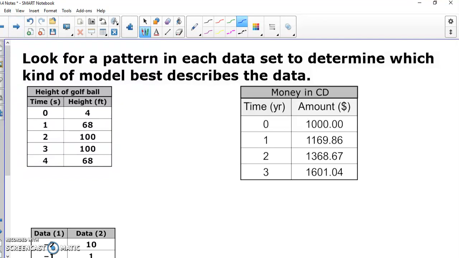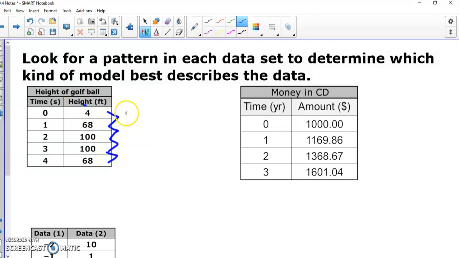Alright, so what I'm going to do first then is check and see if multiplication works on any of these. And I can already tell that it's probably not because I have a 100 that repeats here. So that tells me exponential would probably be ruled out, but now I want to check my differences for adding and subtracting.